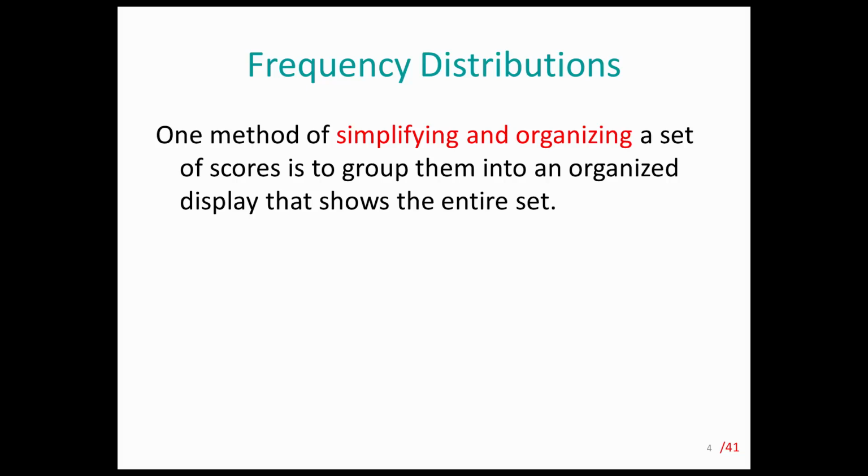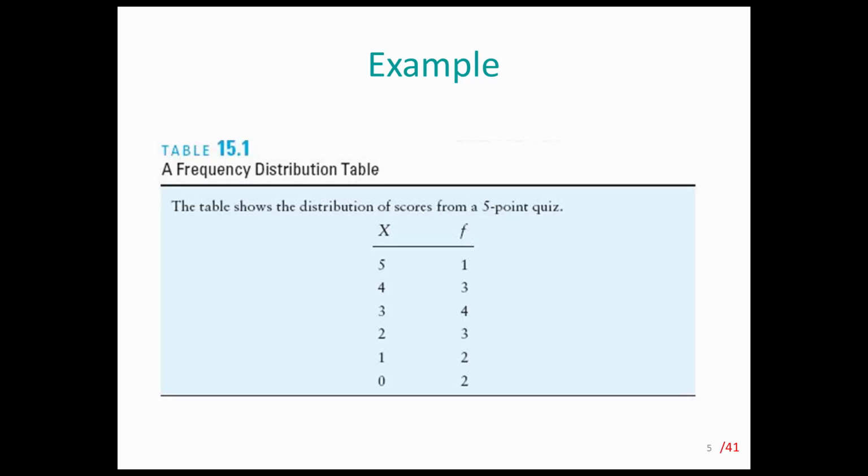One of the basic statistics that we use to describe a sample is frequency distribution. Frequency distribution is simply the frequency of any given score in a sample. For example, in this case, the first column shows the scores, and the second column shows the frequency of that score. In this case, we have one student who got 5 and 3 students who got 4 and 4 students who got 3 on this test.